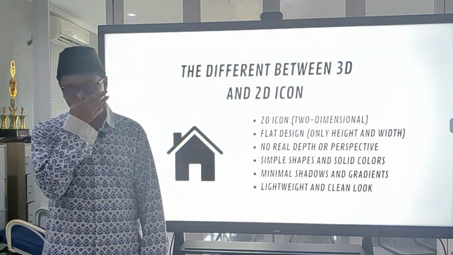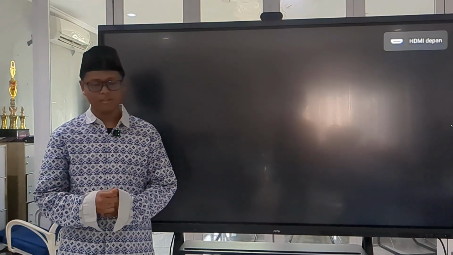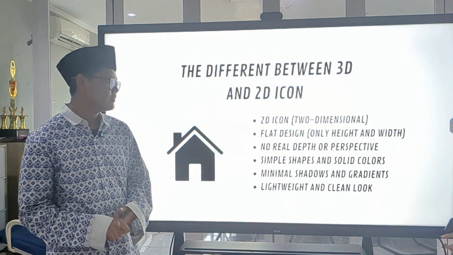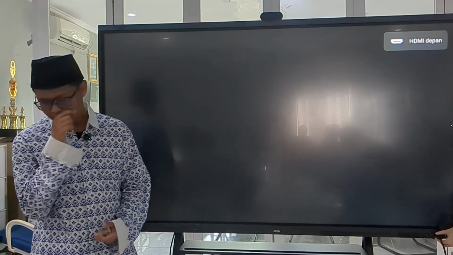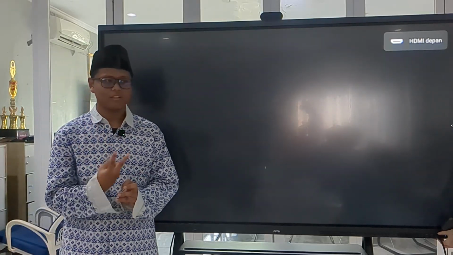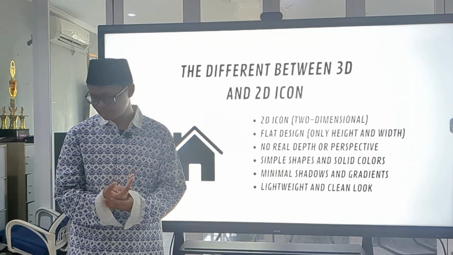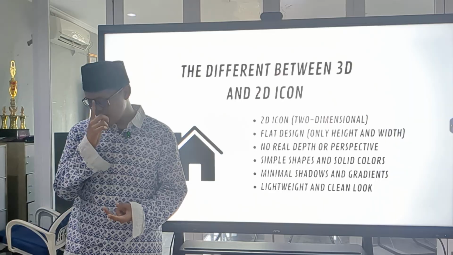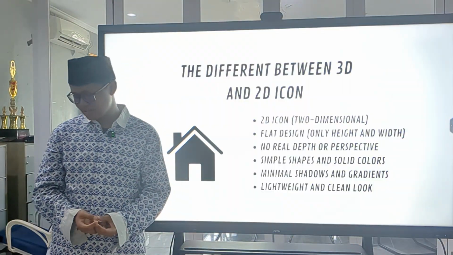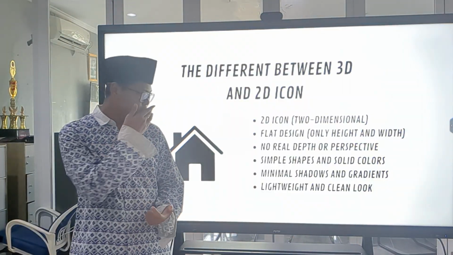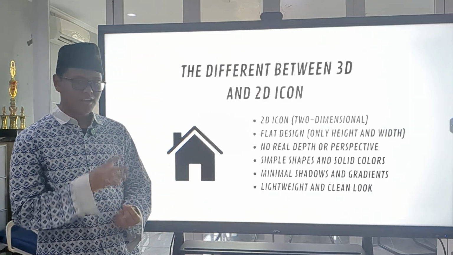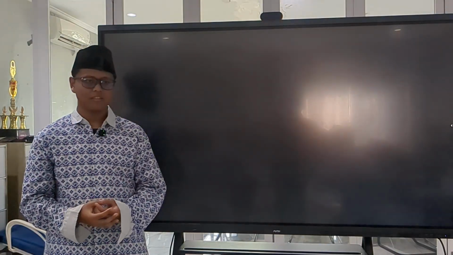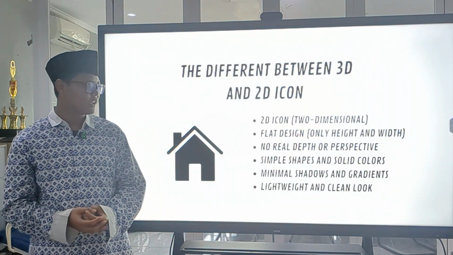I will also explain the difference between 2D and 3D icons. A 2D icon is two-dimensional, which means a flat design that has no shadow and no real depth, with simple shapes and a lightweight, clean look. So a 2D icon is flatter than a 3D icon.